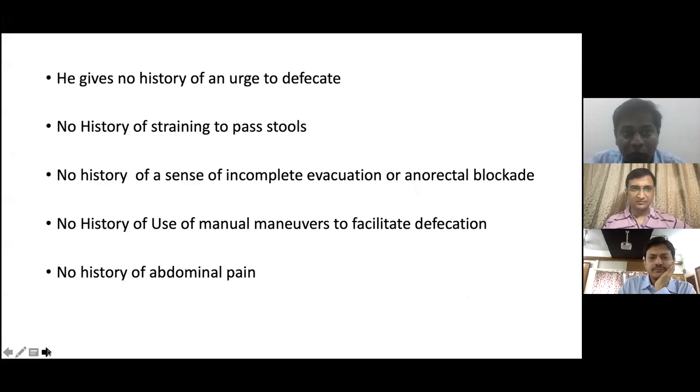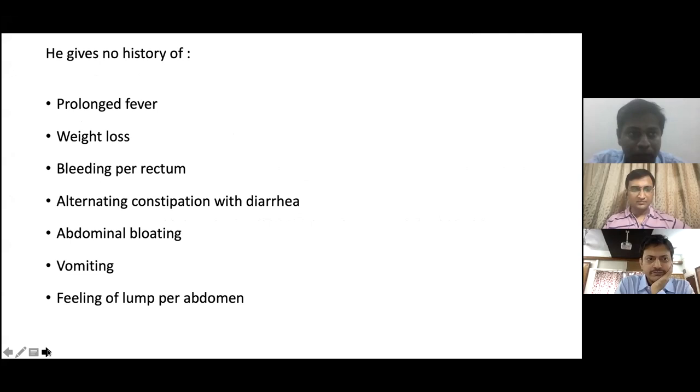Predominantly, he gives no history of an urge to defecate. There is no history of straining to pass stools, no sense of incomplete evacuation or anorectal blockage. There is no history of any manual maneuvers to facilitate defecation, and no history of any abdominal pain. He also gives no history of prolonged fever, weight loss, bleeding per rectum, alternating constipation with diarrhea, abdominal bloating, vomiting, or feeling of lump per abdomen.